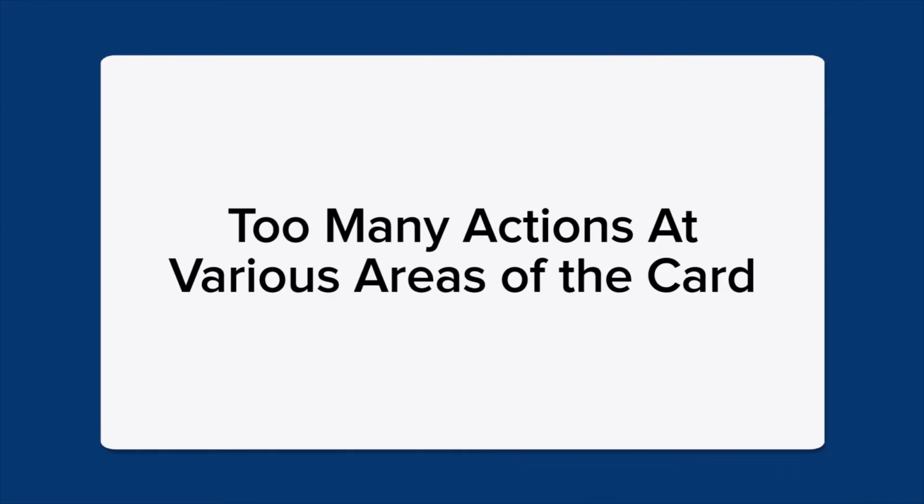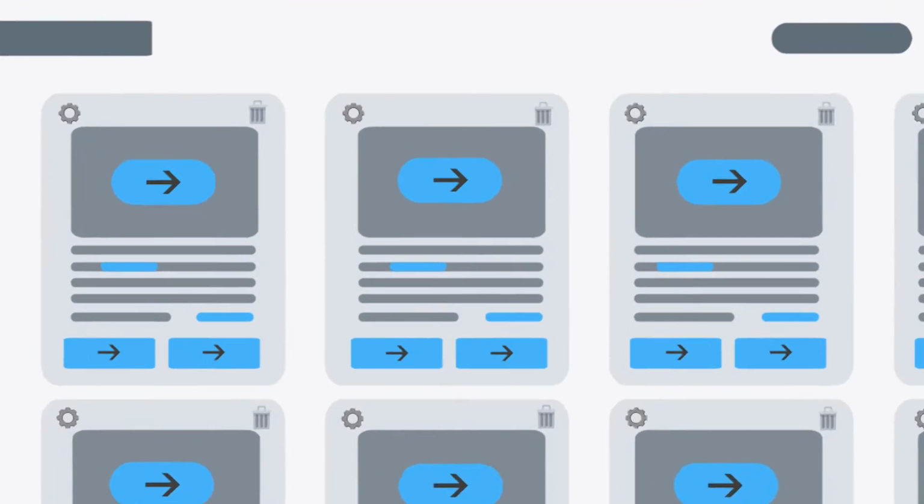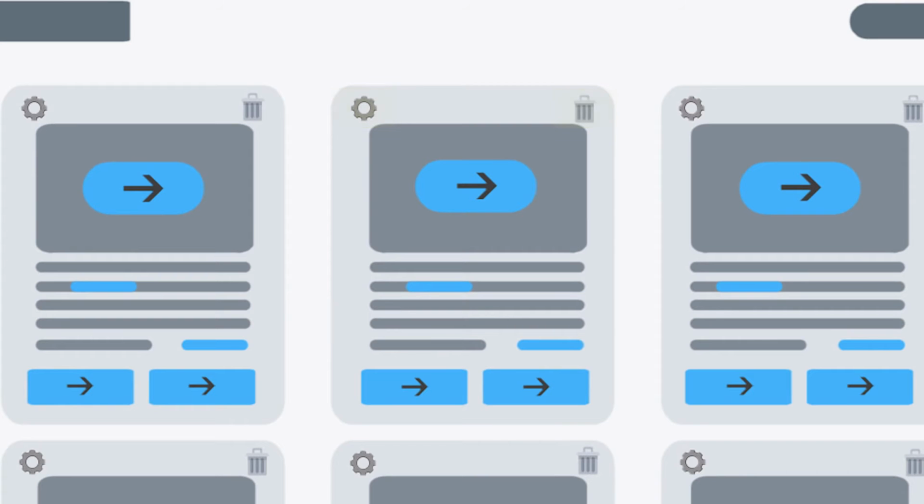Number 3, too many actions at various areas of the card. One of the most valuable things about cards is that they're small bits of content that can act as a gateway for users to find additional information or actions to take. Sometimes using actions like a trash can or a gear icon to represent trash or settings buttons can make sense, but adding an action to every aspect of your card can become more confusing than useful to the user.